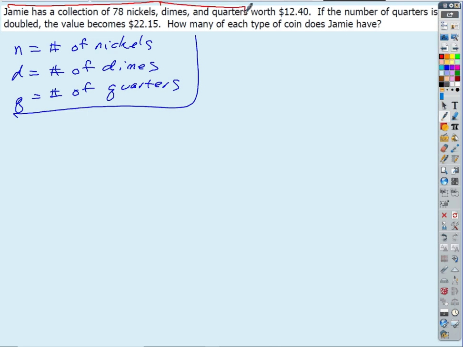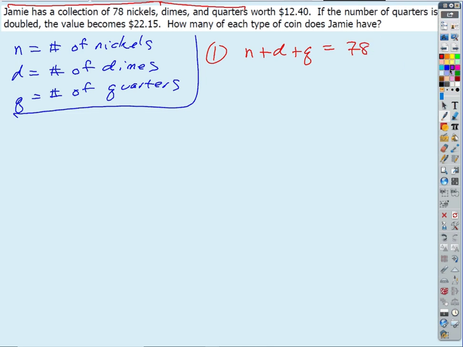Yeah, she has 78, and these are the numbers of each one. Oh, so you have to split it. There you go, right? The sum of each of those, because those are just the numbers of each kind of coin, must be 78 then, right? So equation 1 is just going to be N plus D plus Q equals 78.